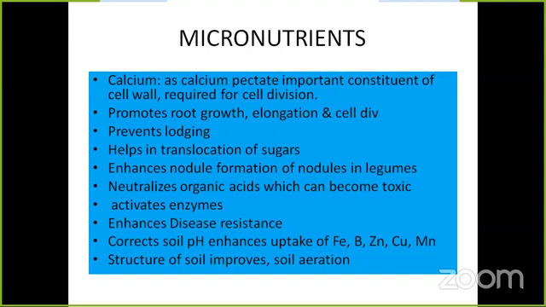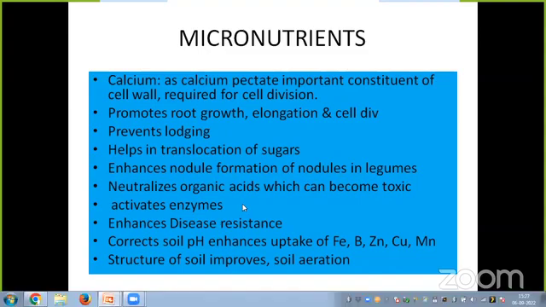First one is the calcium, and it is generally visible as calcium pectate, important constituent of the cell wall, required for cell division. So here the calcium imparts strength to the cell, thereby again lodging will not happen. The plant will not fall down. It promotes root growth, elongation of the cells, and also cell division. So that means it helps for the growth, prevents lodging as I explained.